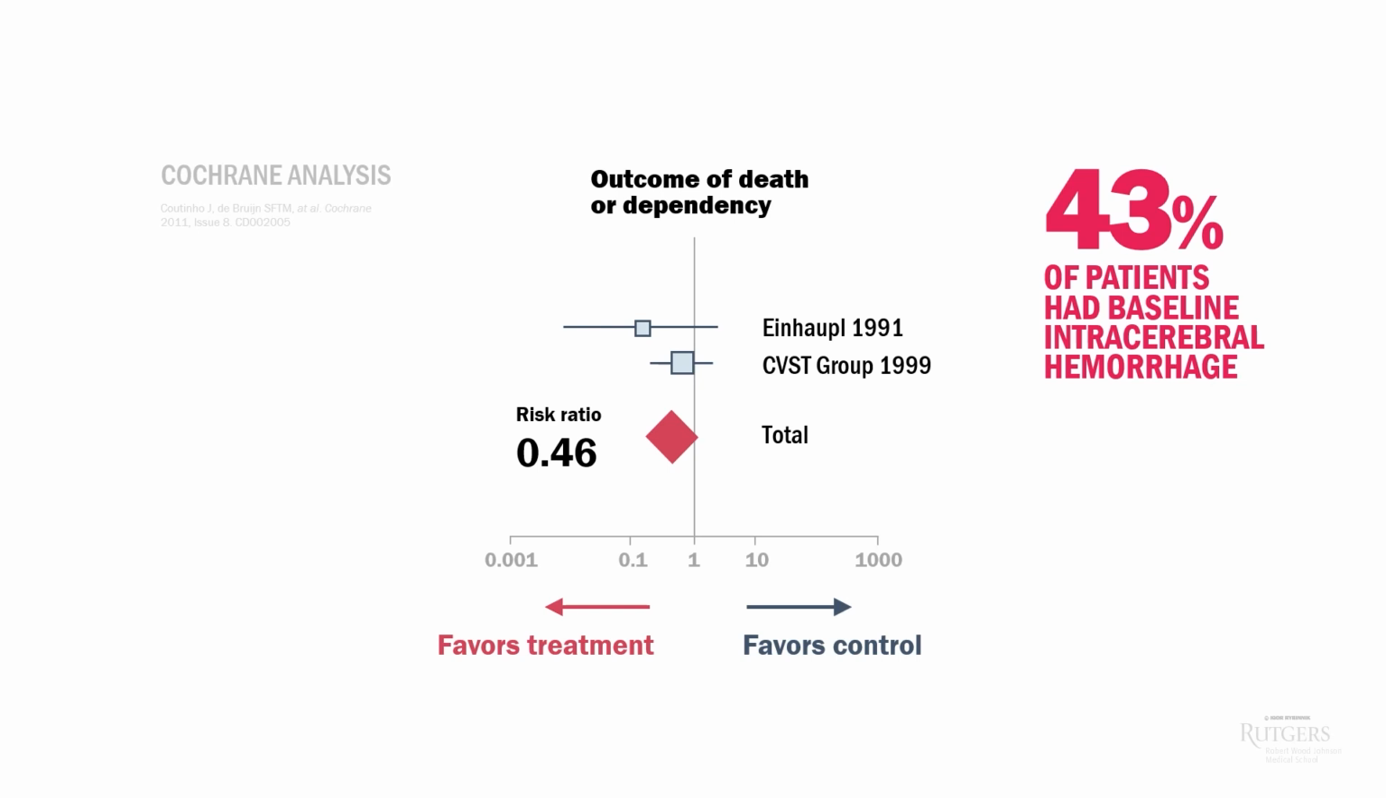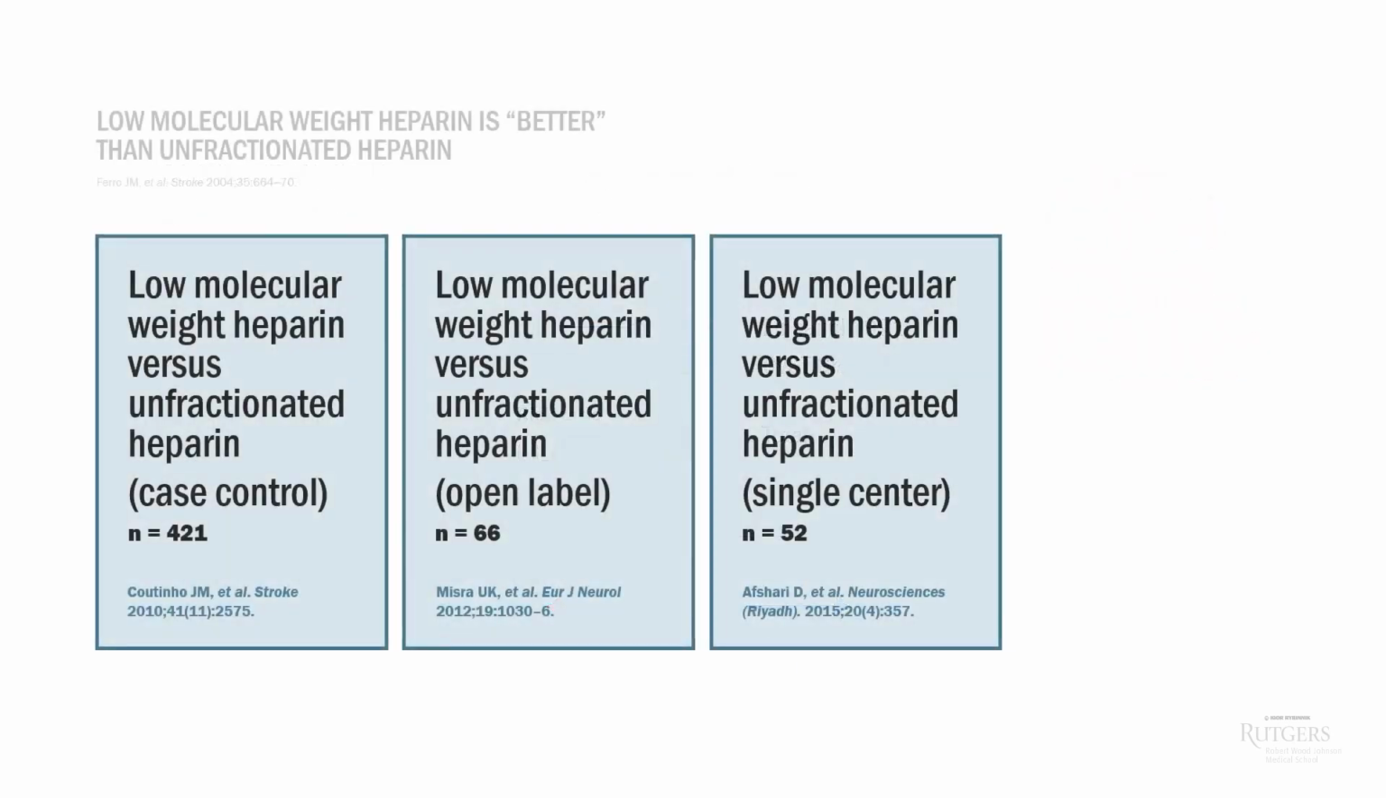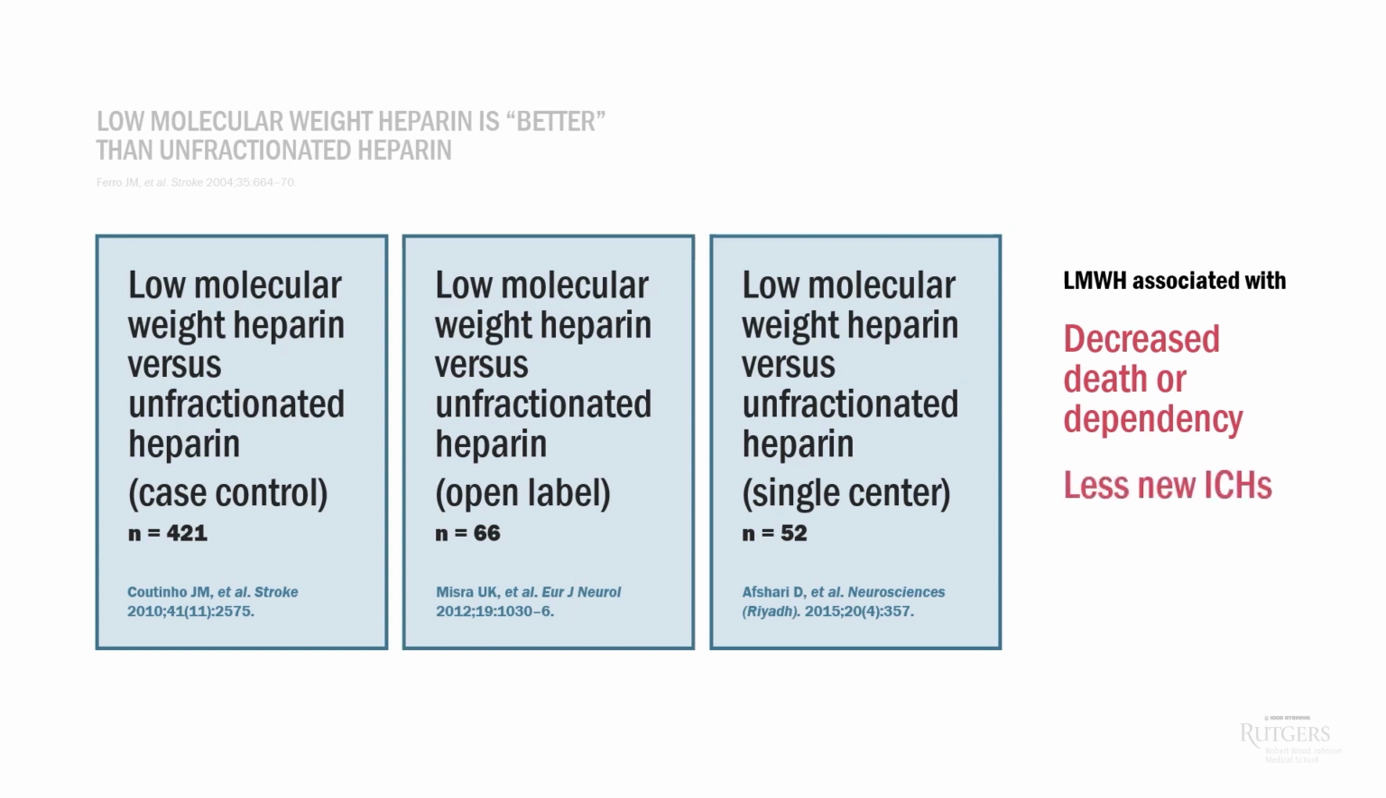Okay, hopefully I've convinced you that you should anticoagulate. But which anticoagulant is better? Unfractionated heparin or low molecular weight heparin? Several lower quality studies examined that question. To make a long story short, low molecular weight heparin was associated with decreased death or dependency and fewer new intracerebral hemorrhages, less progression of disease.